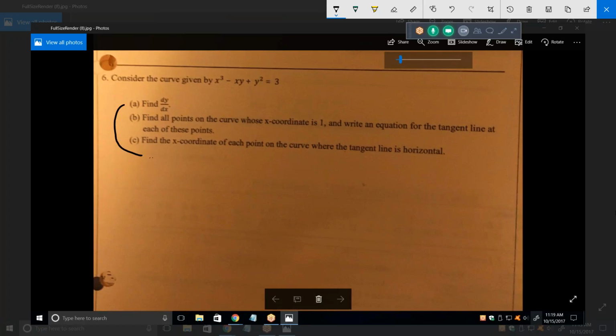Okay, so it would be 3x squared. Oh, hold on, let me write this part. I made a mistake there. We don't want to write that there. This is implicit differentiation. We're going to implicitly differentiate it and end up with our dy dx inside the equation. Okay, what else? And then it would be minus x dy dx.